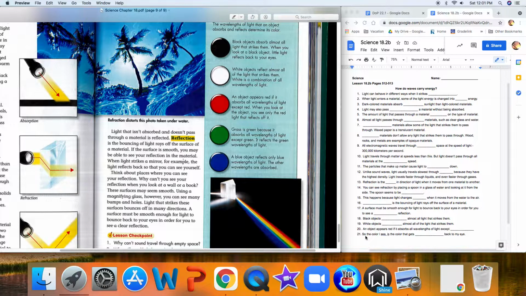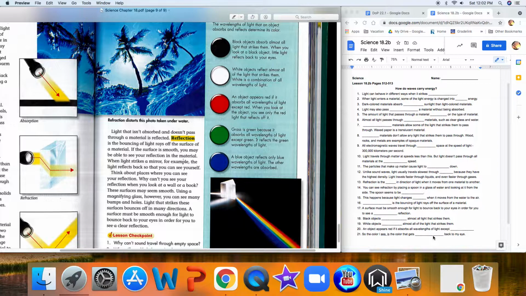So let's do 21. The color I see is the color that gets reflected. What gets reflected back is what I see. Some of us might think, I see green because it absorbs the green. Nope, then the other colors would be reflected back to your eye. So what you see is what gets reflected back to your eye.